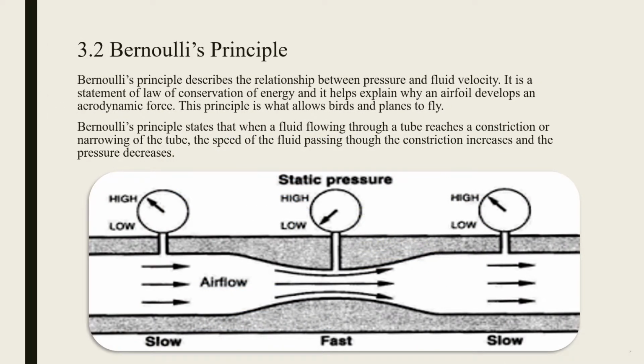Another theory that tells us about how an airplane can fly is Bernoulli's principle. Now, Bernoulli's principle describes the relationship between pressure and fluid velocity. It's a statement of the law of conservation of energy, and it helps explain why an airfoil develops an aerodynamic force. This principle is what allows birds and planes to fly. Bernoulli's principle states that when a fluid flowing through a tube reaches a constriction, or a narrowing of the tube, the speed of the fluid passing through the constriction increases and the pressure decreases.